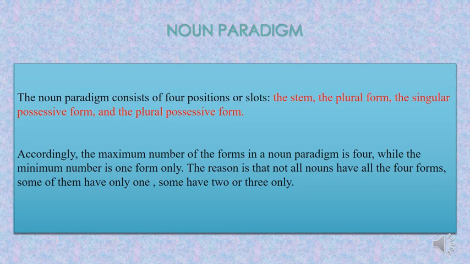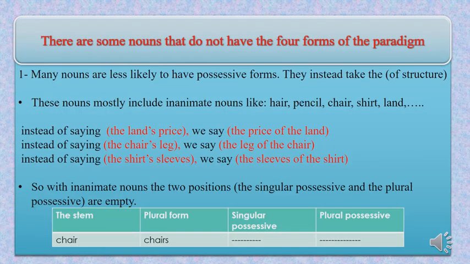According to that, the maximum number of forms in the noun paradigm is 4, but the minimum number is 1 only. The reason is that some nouns do not have all the 4 forms. Some of them have only 1 form, some have 2 forms only, and some others have 3 forms only. That is why the maximum number is 4, but the minimum number is 1 only. Now let's talk about the nouns that do not have the 4 forms in the noun paradigm. Let's start with the first category.